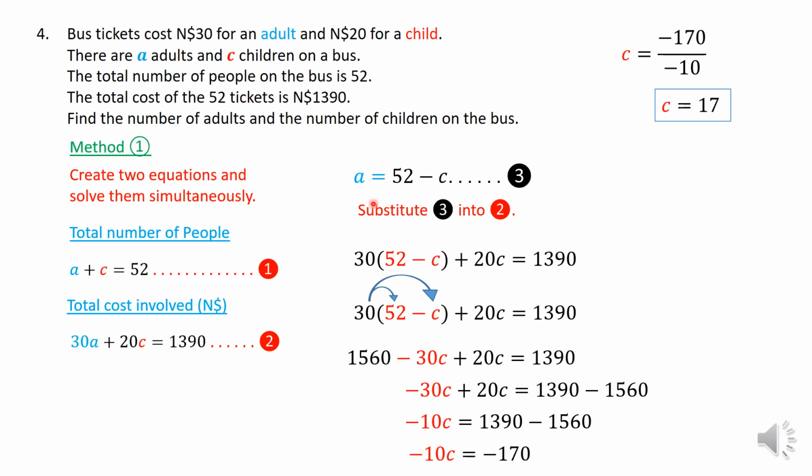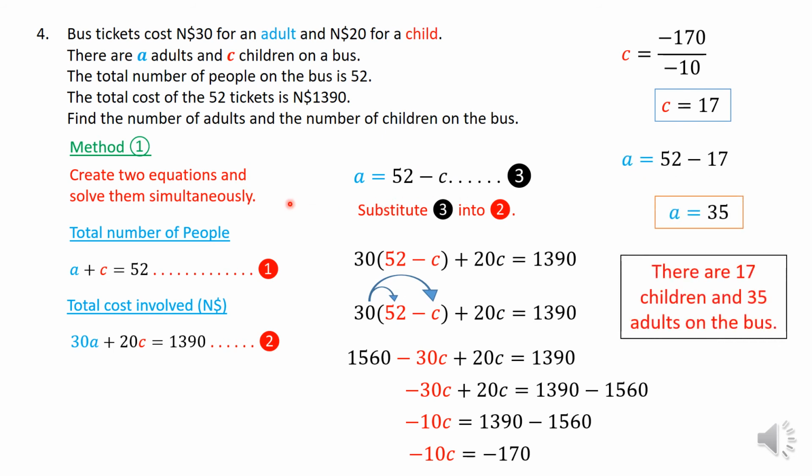So you can go back here, use equation 3 or equation 1 in order to find the adults. And that means that there are going to be 35 adults on the bus. Okay. So on the next slide, I'm going to show you another method, but it is basically the same thing. I didn't have to create two simultaneous equations, but I had to use powerful reasoning that I also used here.